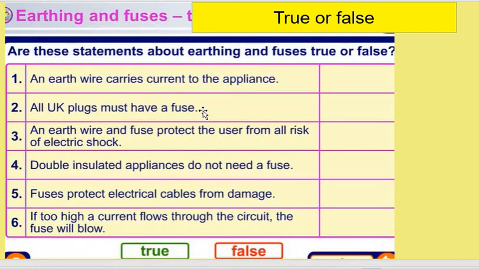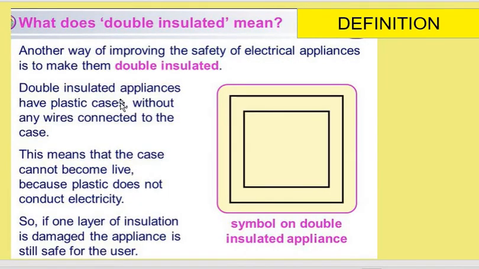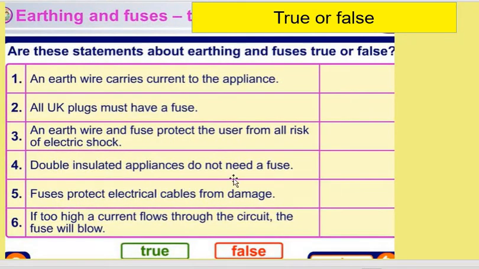What do you think, if it's a safety feature? An earth wire and fuse protect the user from all risk. An earth and a fuse, sounds good. Double insulation does not need a fuse. Just go back quickly. Double insulation appliances have no wires connecting to the case, and this means that the plastic does not conduct electricity. Does it say anything about a fuse?